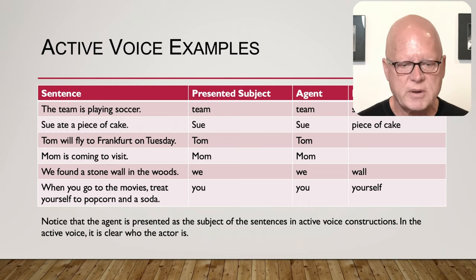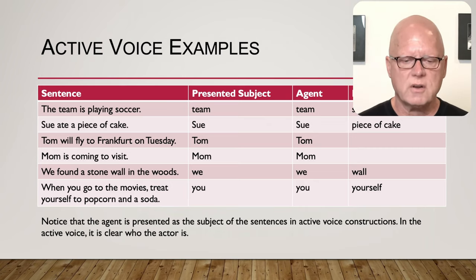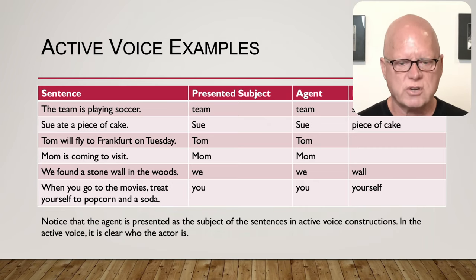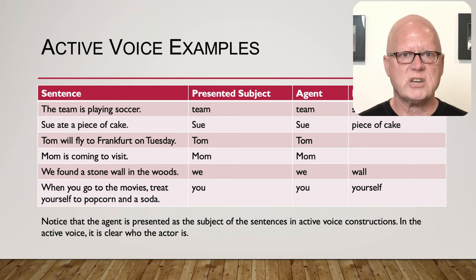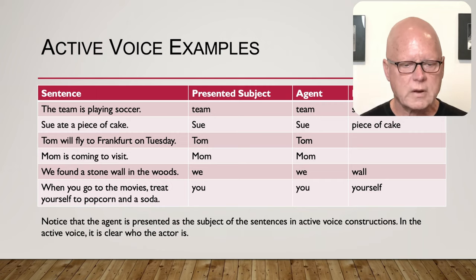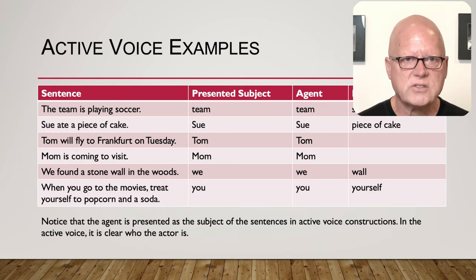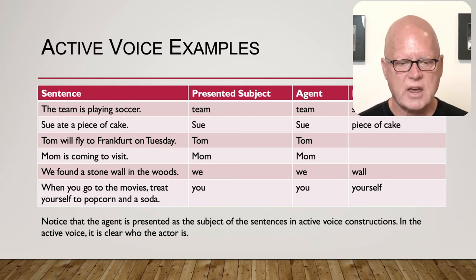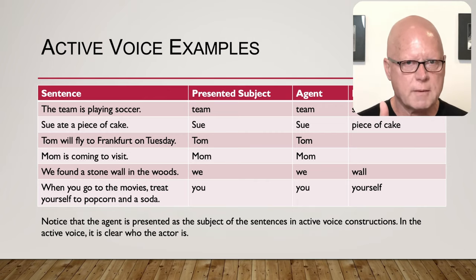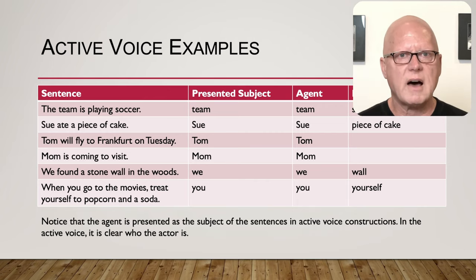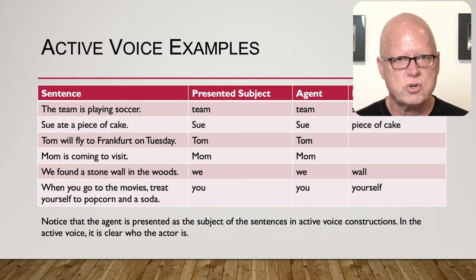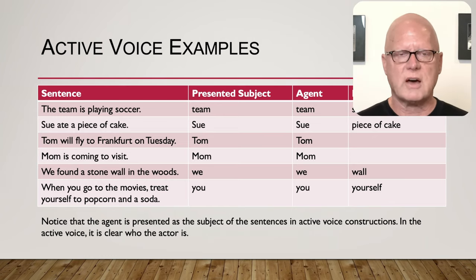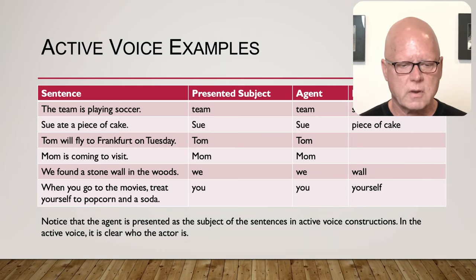Sue ate a piece of cake. Sue is the grammatical subject. Sue is also the agent. And what did she eat? She ate a piece of cake. Tom will fly to Frankfurt on Tuesday. Tom is the subject. Tom is also the person who will do the flying. So Tom is also the agent.